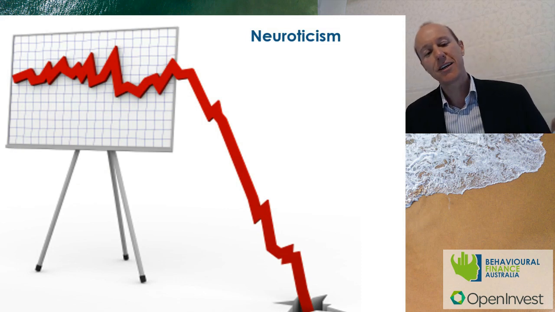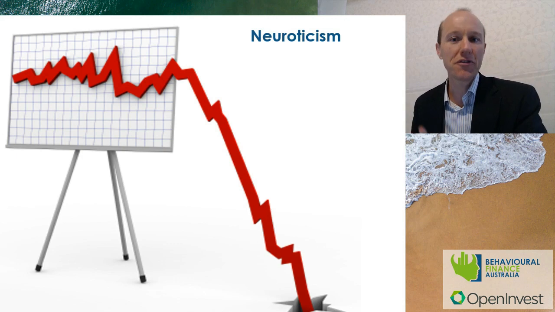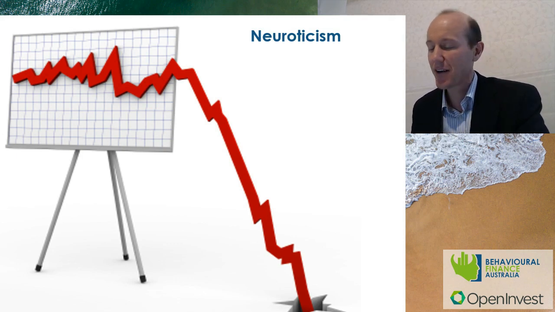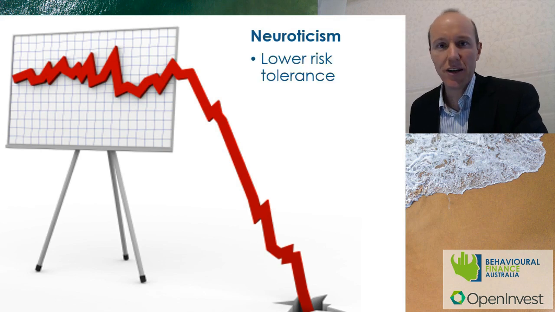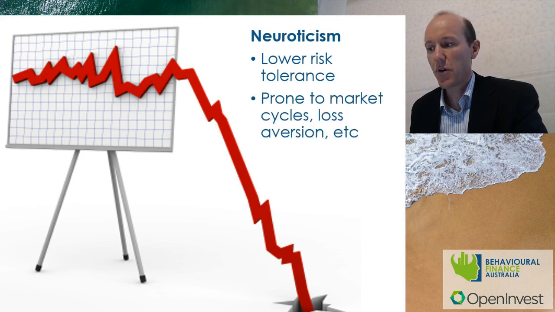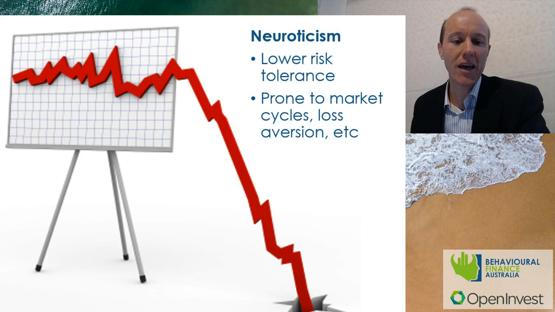All right, then this one, neuroticism. This is how emotionally responsive you are, how much you react to negative events, for example. They also tend to have lower risk tolerance, as you might imagine, if you're more responsive to these ups and downs. The risk, as I mentioned, is being prone to market cycles and loss aversion. The ups and the downs, I guess, but more so the downs, because losses tend to be weighted more heavily in our decision making than the ups.